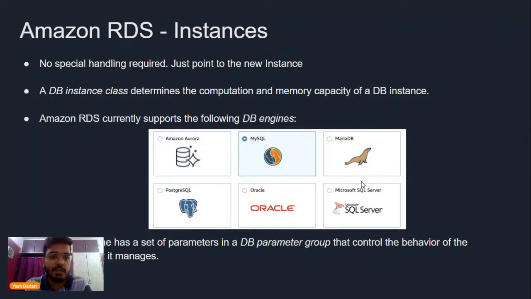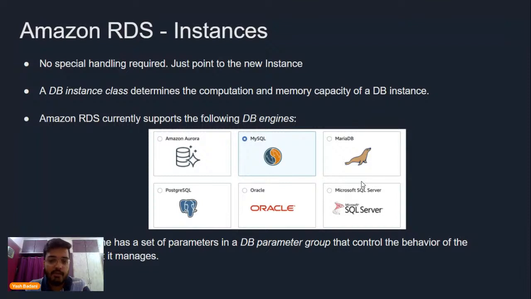You have something called an instance class in RDS, where you select how much RAM and how much processing power you require, and of course how much storage is something that you can select in RDS. Amazon RDS currently supports these six database engines.